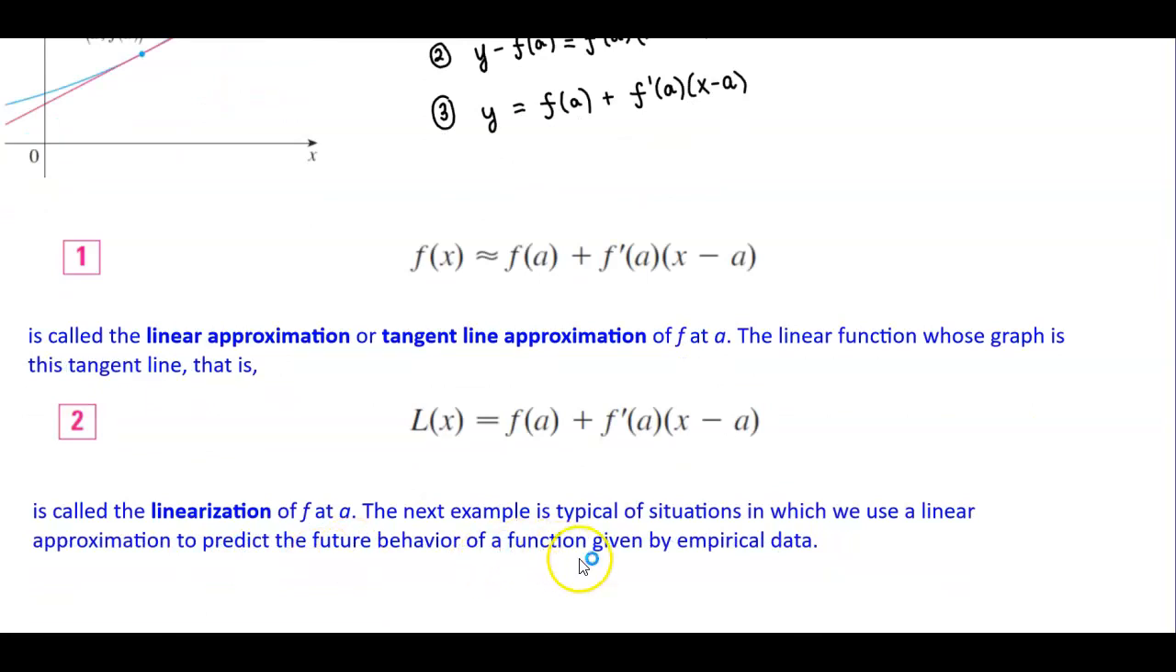And so the next example that you're going to see is typical of situations in which we use a linear approximation to predict the future behavior of a function given by empirical data.